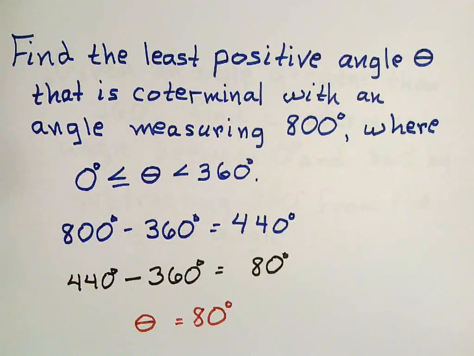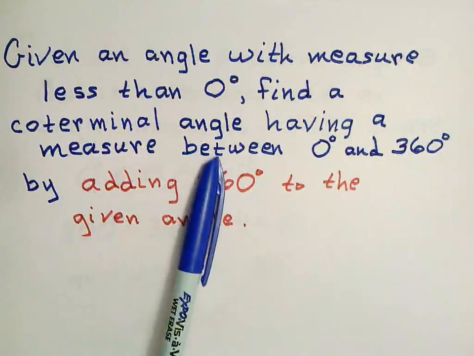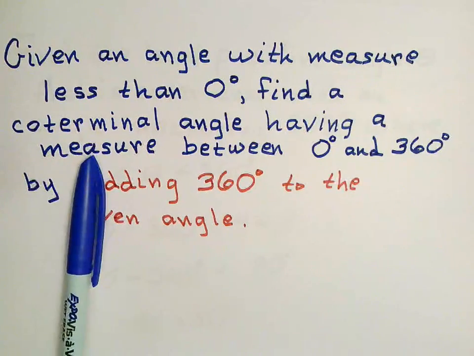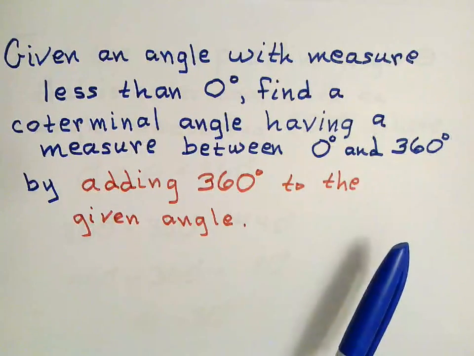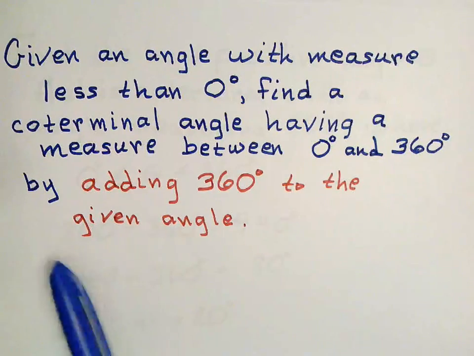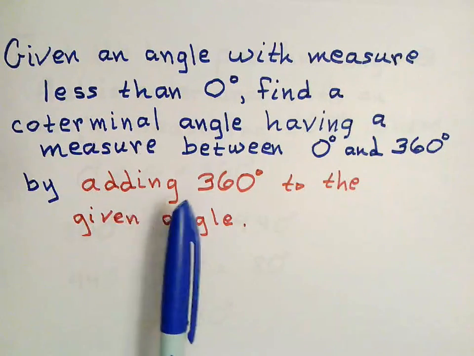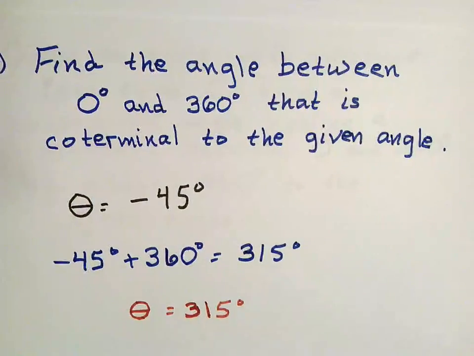Now, we can also talk about angles that are less than 0 degrees. So given an angle with measure less than 0 degrees, find a coterminal angle having a measure between 0 degrees and 360 degrees, this time by adding 360 degrees to the given angle. So if the angle is less than 0 degrees, it is going to be a negative angle. So let's look at this.